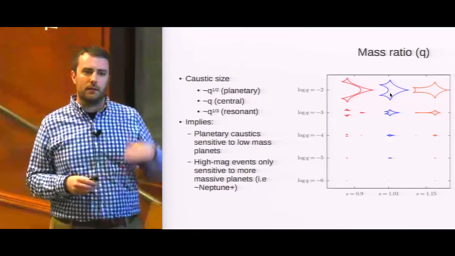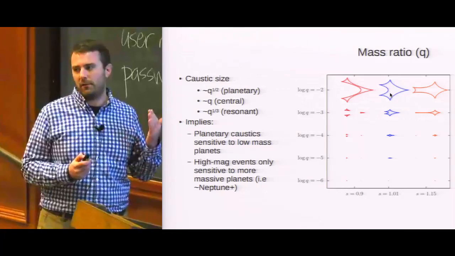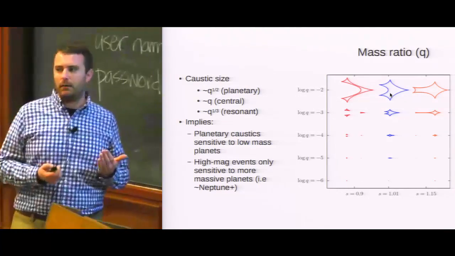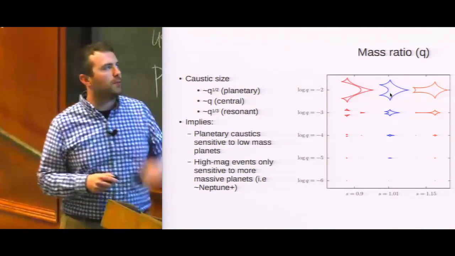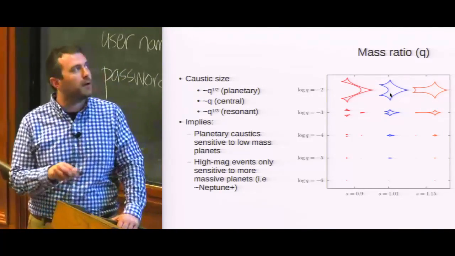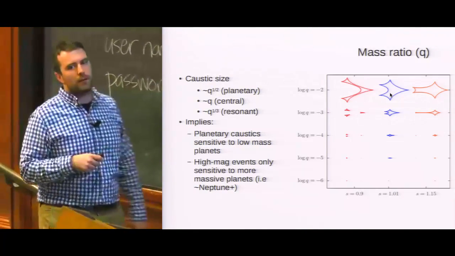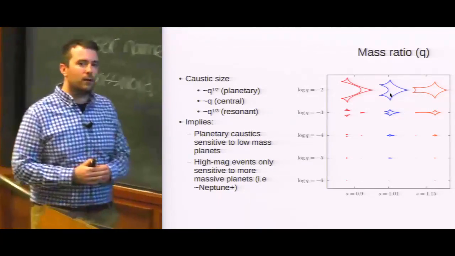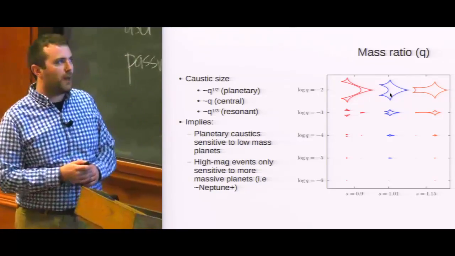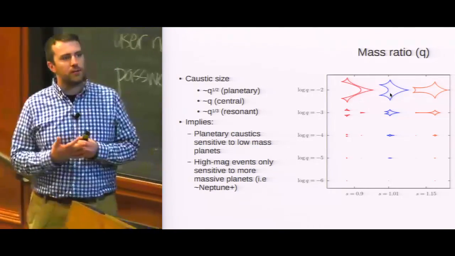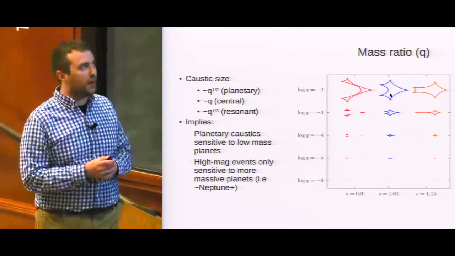So that's a nice shallow scaling compared to other techniques. Radial velocity, it goes as the mass. Transits, I think it goes even steeper if you incorporate a mass-radius relation. The central caustics go as the mass, which means that they shrink much quicker, and your high magnification events are only probing a smaller range of planet masses.